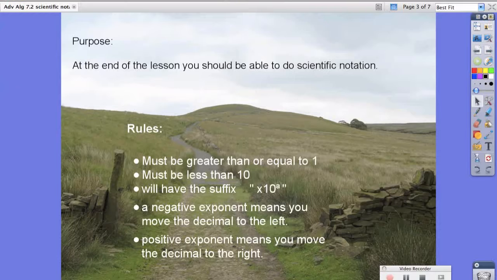So here are a couple rules that I would like for you to pause the screen and write down these notes. So just to explain them, in order for something to be in scientific notation, the number itself must be greater than or equal to 1, it must be less than 10, and will always have the suffix times 10 to the a, where a is some number. Now, a negative exponent means you move the decimal point to the left, and a positive exponent means you move the decimal to the right.